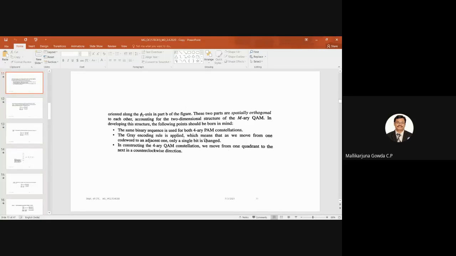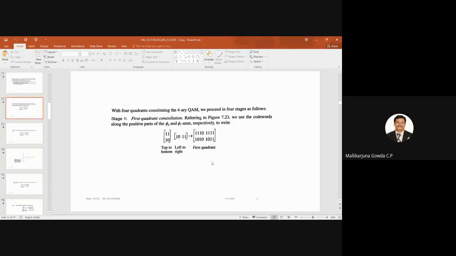To develop this signal constellation diagram, we need to keep these things in mind. The same binary sequence is used for both 4-ary PAM constellations, right? As I said, gray encoding is used here, which means that as we move from one code word to an adjacent code word, only a single bit is changed, right? This is how we construct the QAM constellation diagram. We move from one quadrant to the next in the counterclockwise direction.